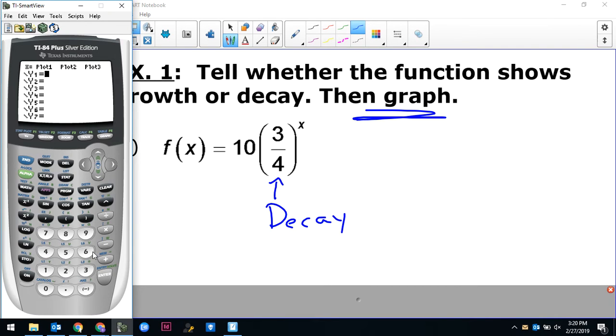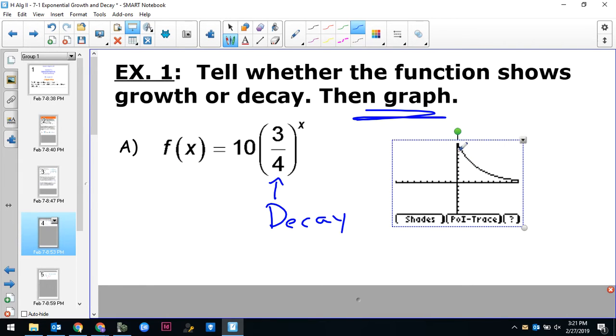Okay, let's go down here and plug this in. 10 times 3/4 to the x. I'm going to zoom 6 because I don't know where my calculator's been last. You should do that too. Notice how it's going down? It's exponential decay. Decreasing, decreasing, decreasing. Notice how the asymptote is still there, right? It's going to get closer and closer to 0, but never reach it.